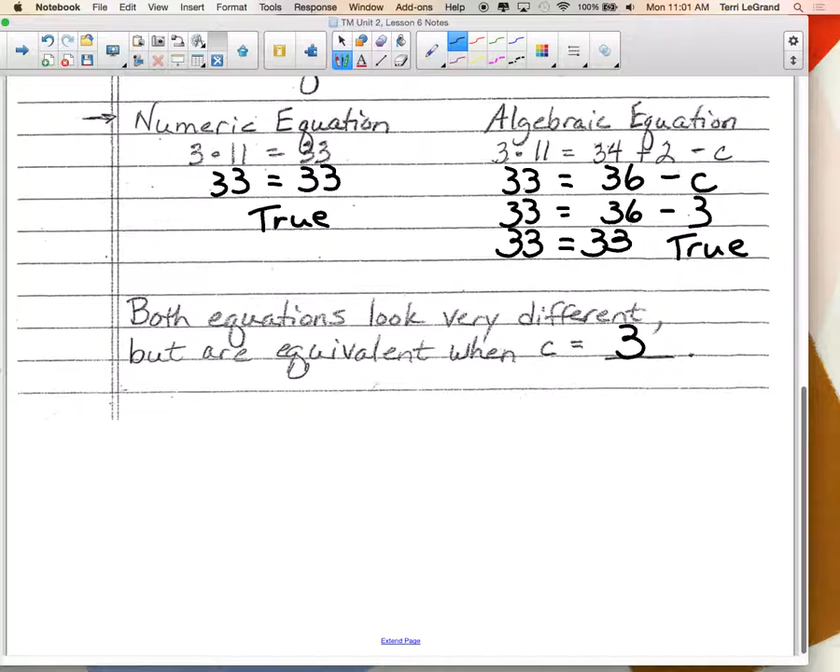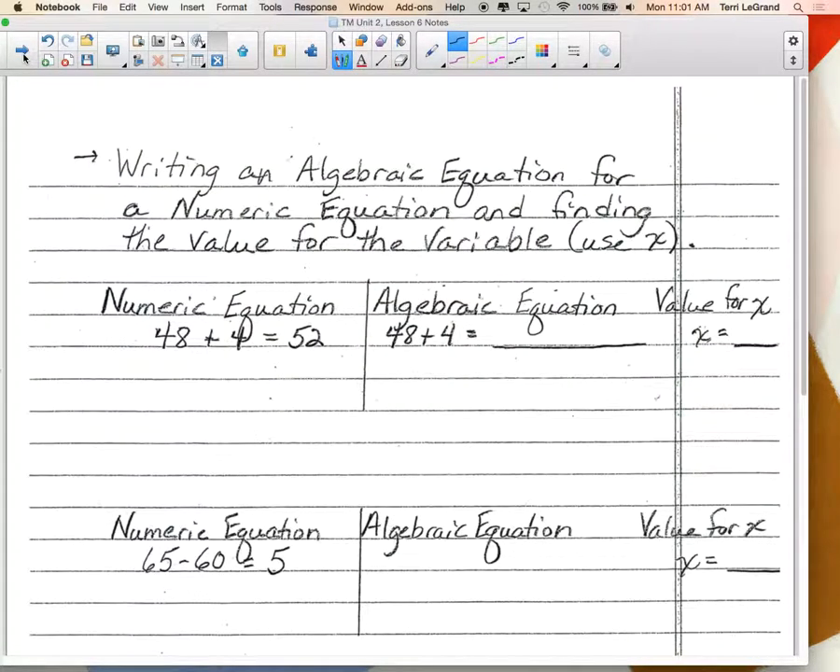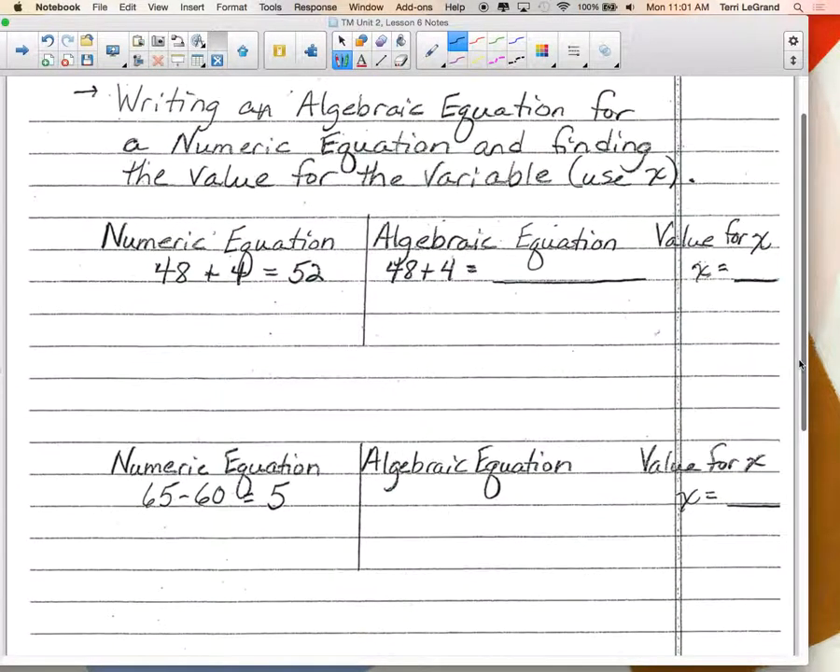Okay, that's finding the missing number. That's finding the value for the variable. That's making the algebraic equation into a numeric equation. On the back side, what we're going to be doing is we're going to now write an algebraic equation for a numeric equation and find the value for the variable. So we have to come up with our own algebraic equation.